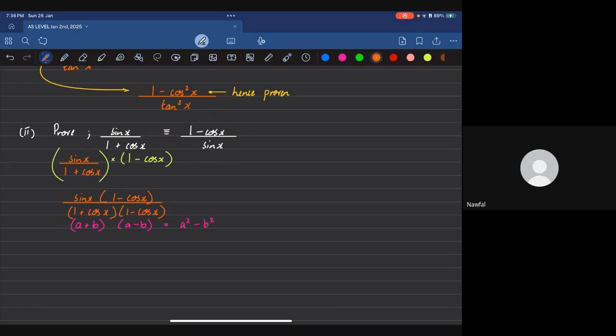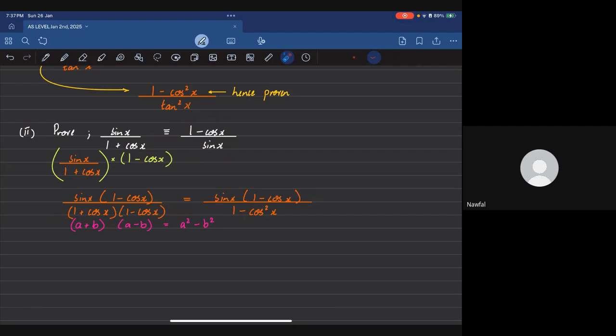And now, if I can write this as a squared minus b squared, then the above part can stay as it is. Sin x, 1 minus cos x, we'll get to that part later, over 1 minus cos square x. Technically it should have been 1 squared minus cos square x, but 1 squared is 1. So in the denominator you're getting 1 minus cos square x, and in the numerator you're getting sin x (1 minus cos x).